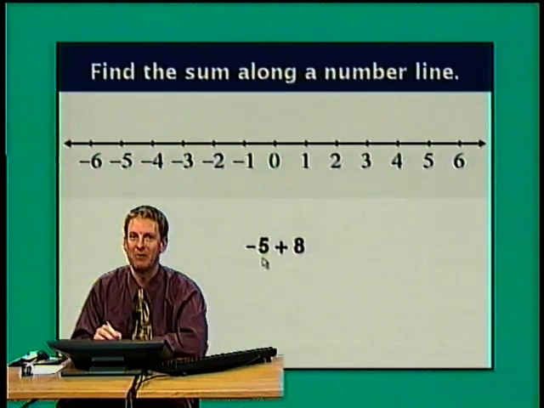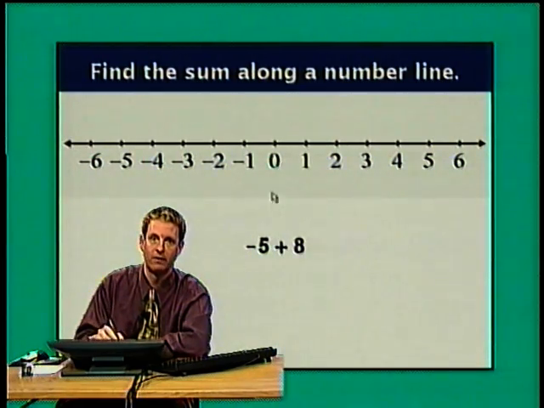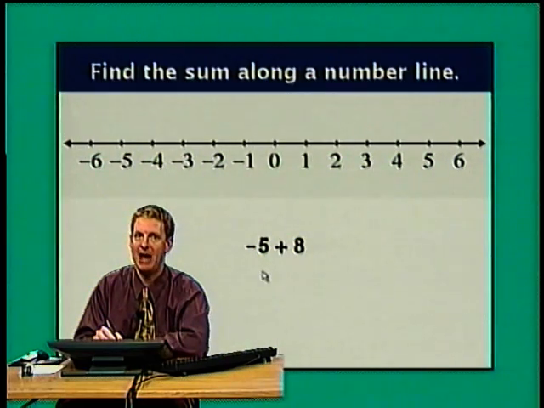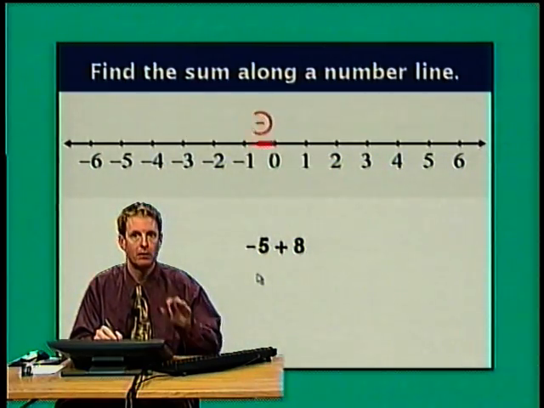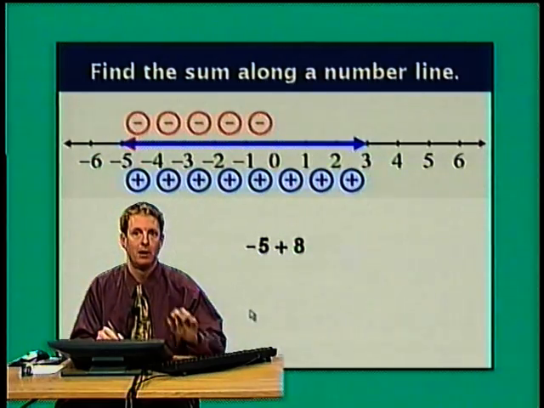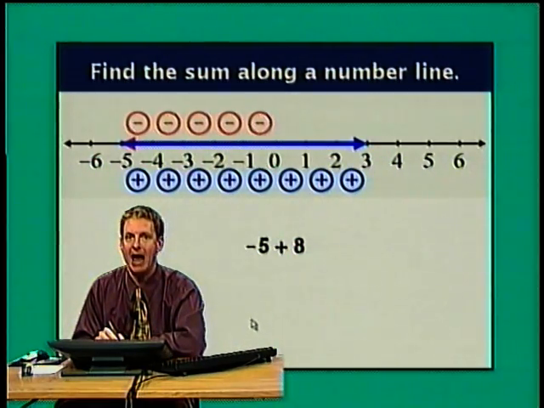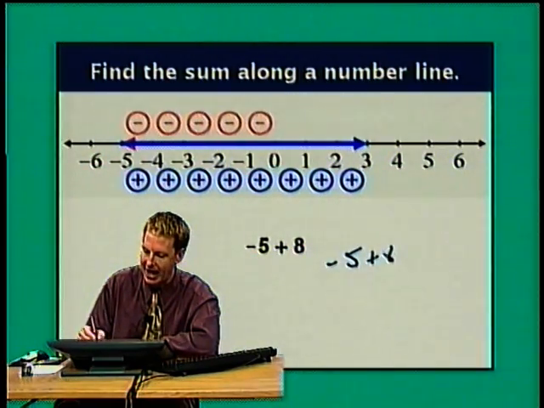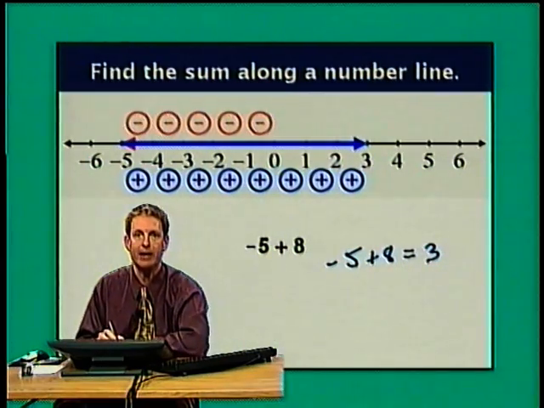Let's do some bilateral kind of motion. Let's go both ways. New sum, start at 0. First number in the sum, -5. Negative means go left. 5 is the magnitude of -5, so we're going to go left 5 units. Now picking up at -5, I want to add to that 8. I need to move right 8 units. Look where I end up. I end up at +3. So we say that -5 plus 8 is +3.